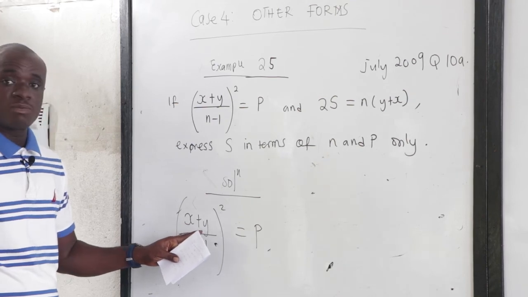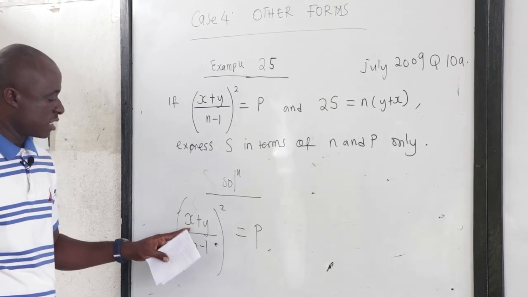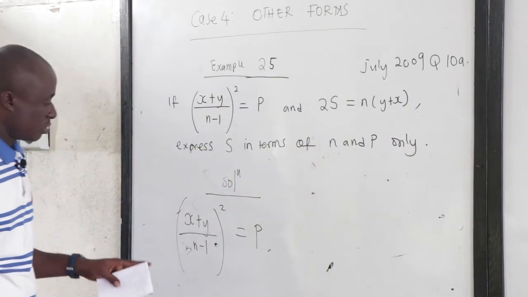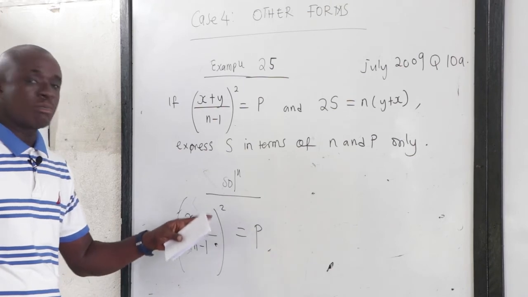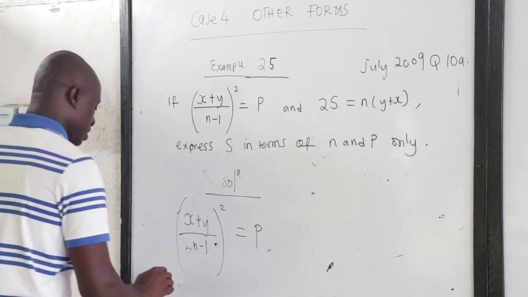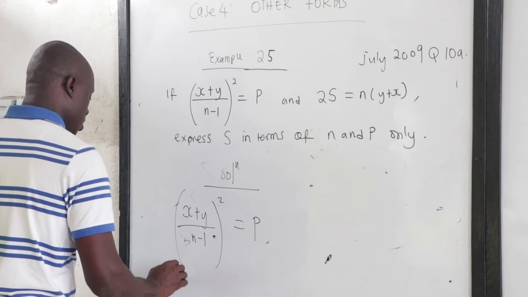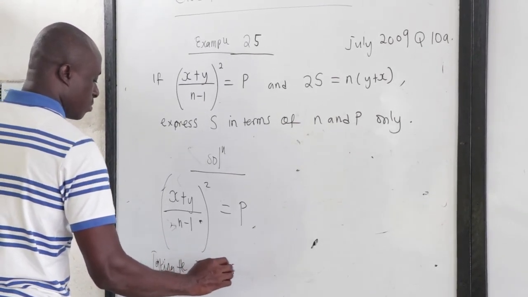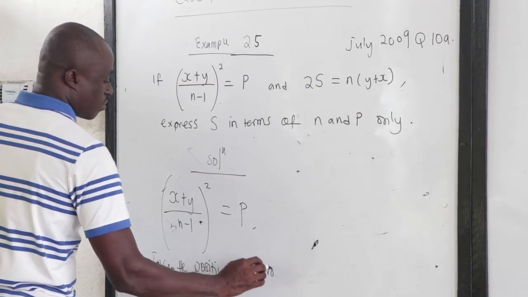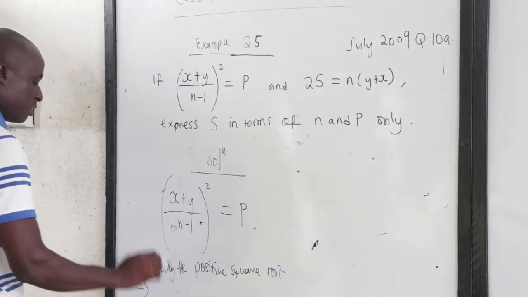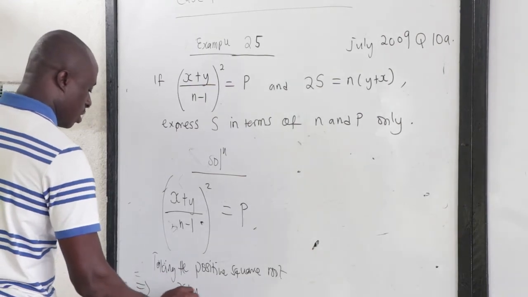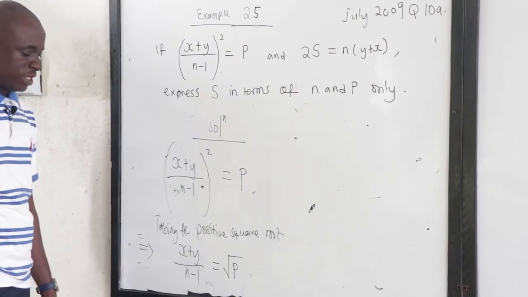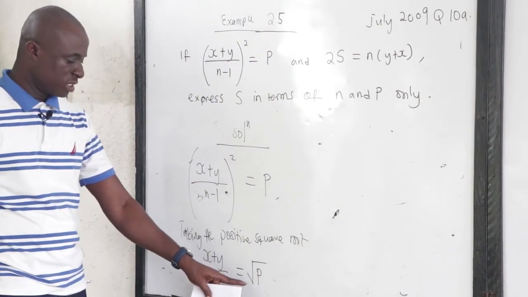Clearly, we have to make x plus y the subject. You can see this x plus y is the same as y plus x. We know addition is commutative. So let's make the x plus y the subject. Now let's take the positive square root. This implies we have x plus y all over n minus 1 equal to square root of p. That is taking the positive square root.